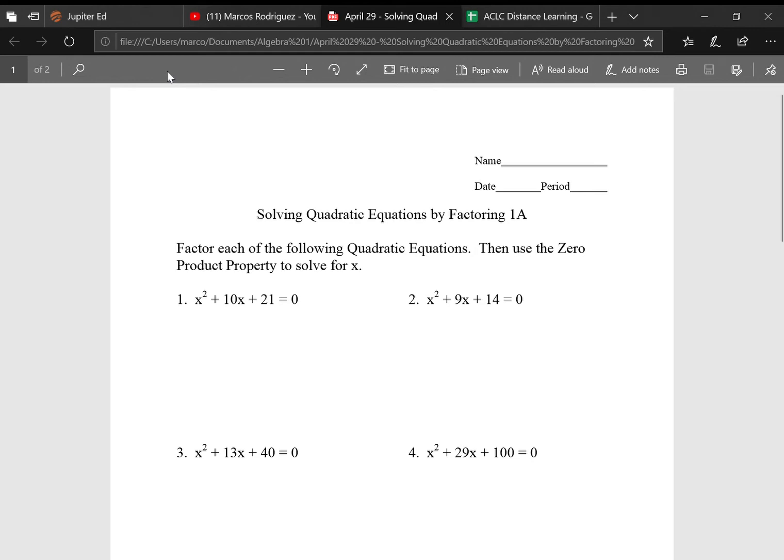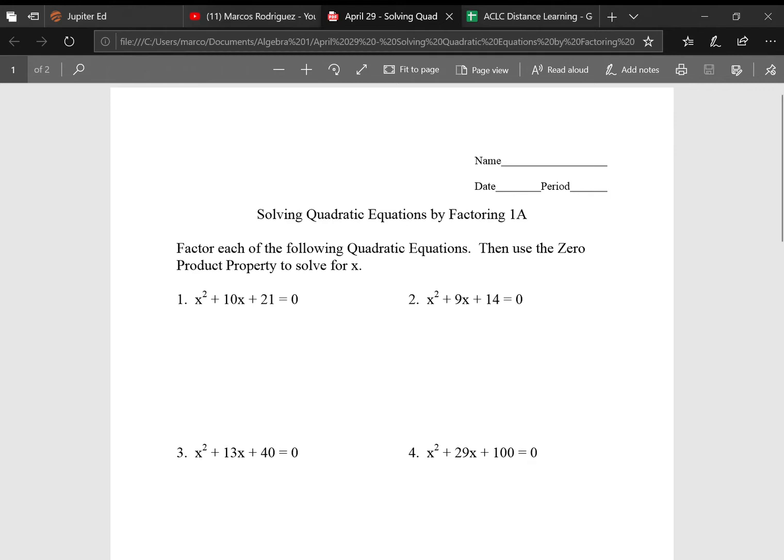Good morning, guys. We are moving on to something a little different, not really that different, but we're going to start solving today. So your assignment has a different title, Solving Quadratic Equations by Factoring 1a, and you're going to notice in this worksheet we have some problems where a is 1. Hopefully you didn't forget how to do those.